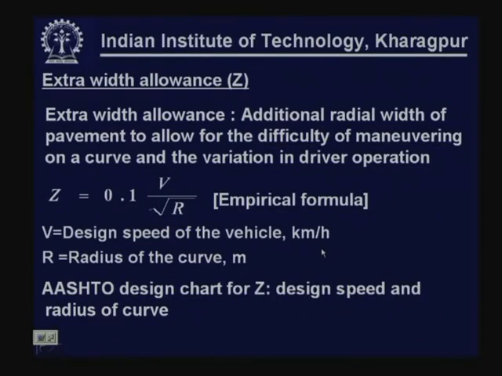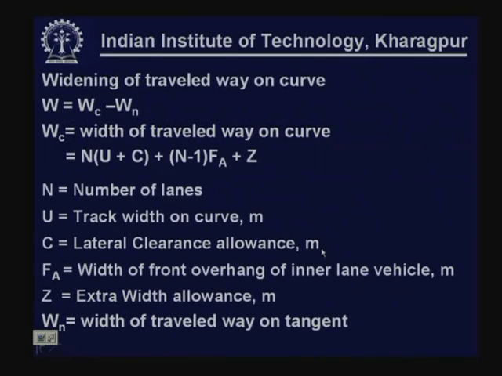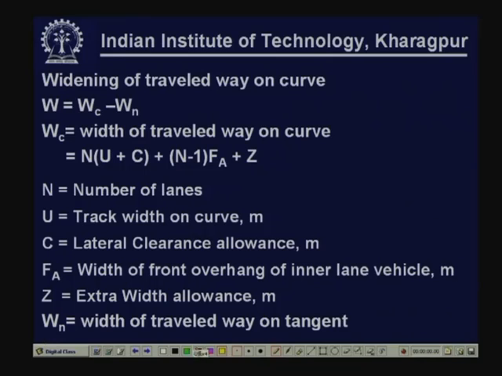So, now we know all the individual components. What could be the widening, or required widening, of pavement or travelled way on a curve? It is nothing but WC minus WN, where WC is the width of travelled way required on curve and WN is the width of travelled way on tangent. Basically, it is the difference between WC and WN. What is the width required on curve and what is the width required on tangent.